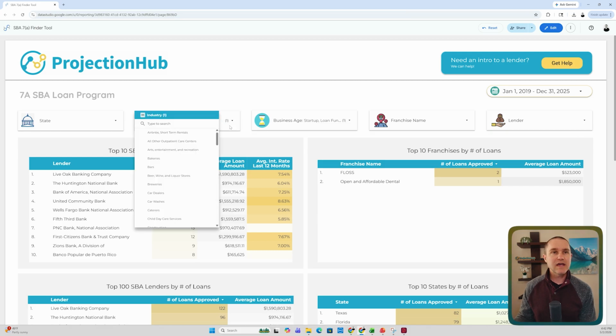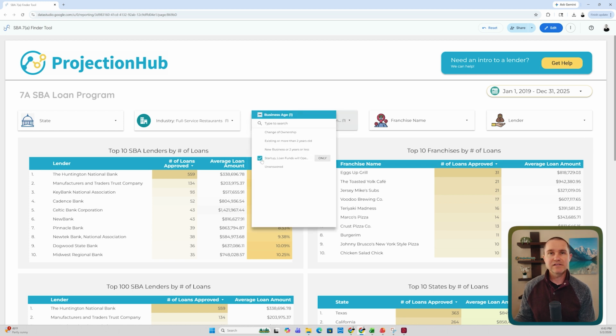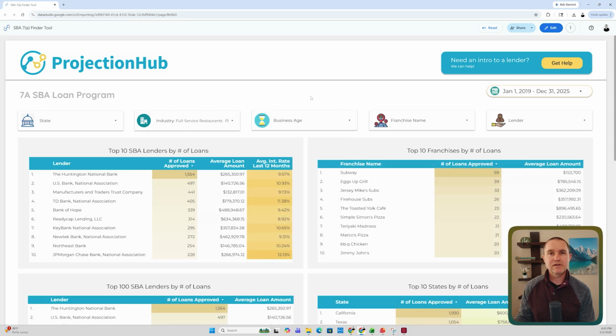Now let's look at restaurants. Full service restaurant, typically considered a high risk industry. We can see there's no interest rates in the 5s or 6 or 7s, nothing even until you get to 8.34 is the lowest rate. This is looking at just startup restaurants. Let's look at all restaurants. We're seeing 9s, 10s, 11s. You can see industry makes a big difference.